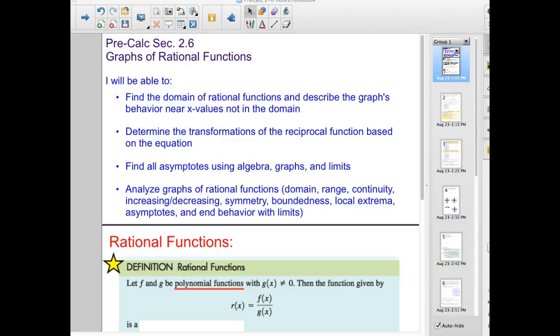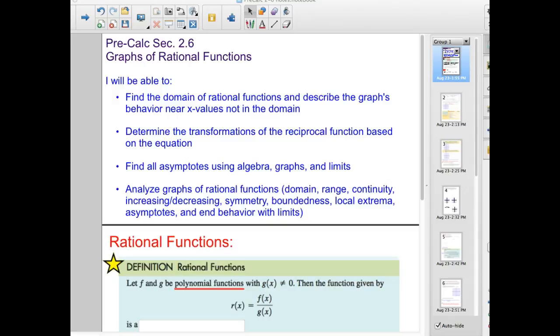Second objective is to determine the transformations of the reciprocal function based on the equation. So when we learned back in chapter 1 those 12 basic functions, remember those? Yeah. The reciprocal function was one of those. So we're looking at if we have that basic starting graph, can we just shift it left, right, up, down, reflect it, stretch it? Can we just transform it into our new one?